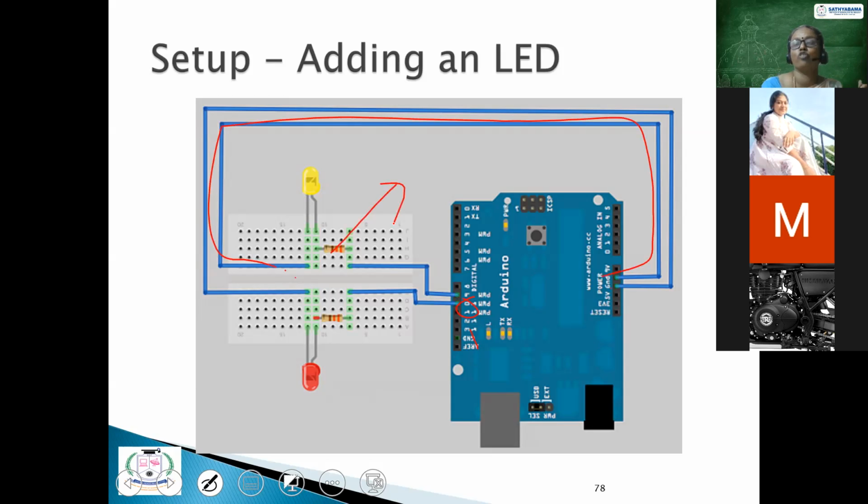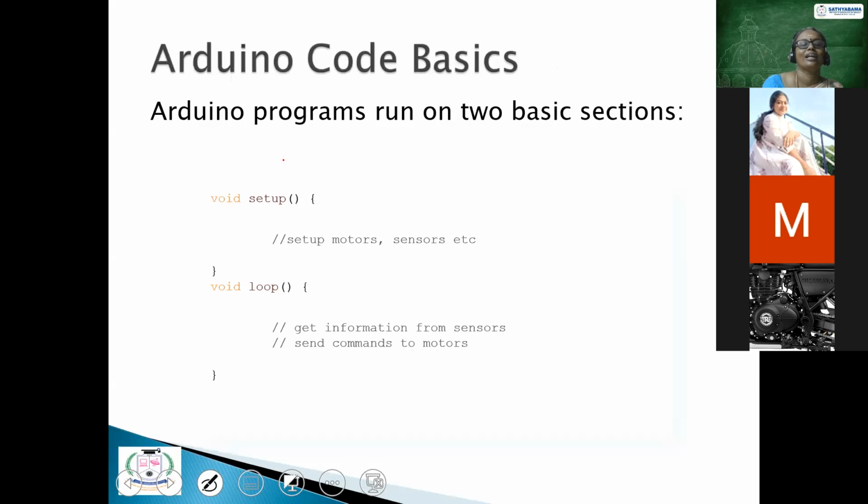It will limit the current flow. We all know the current capacity of an LED will be in milliamps. So if I directly connect it, automatically a high current will flow and the LED will burn out. So for that we always use the resistor. That's a concept you already know.